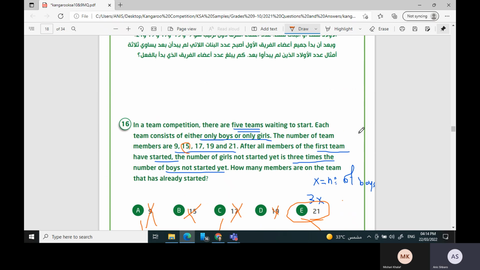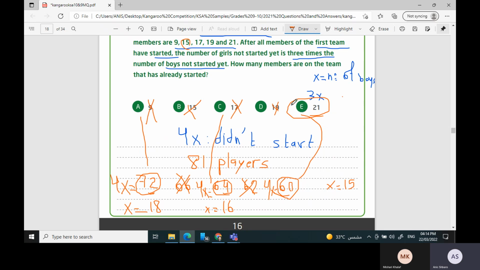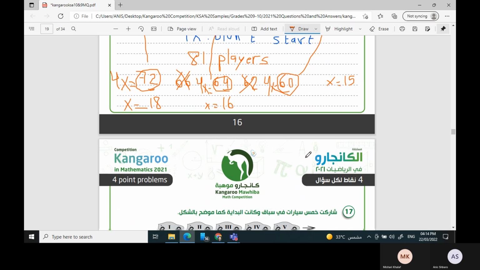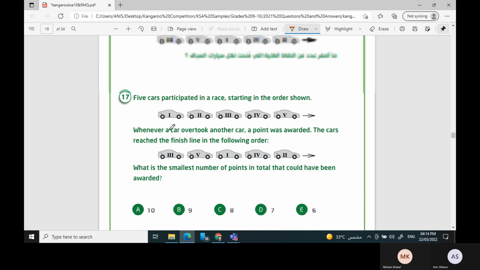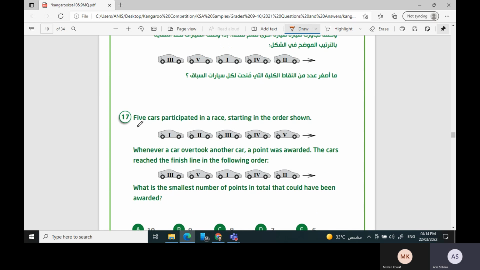Usually this type of question, keep it to the end. You will solve other questions because they are easier. And then when you have more time, focus and find the best algorithm you can. Now let's move on. We have 17, which is easy. You can start reading the question.